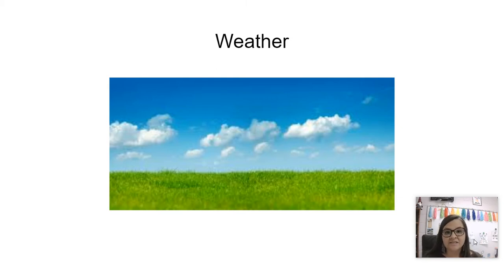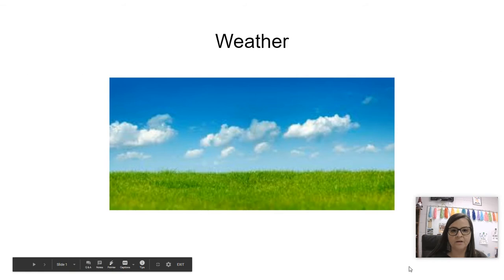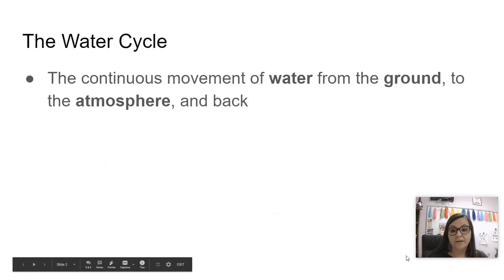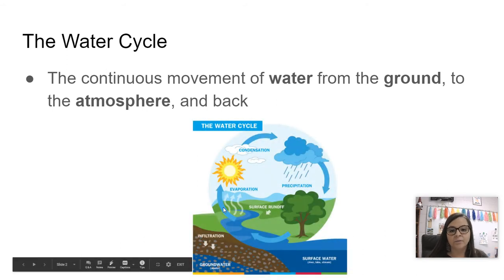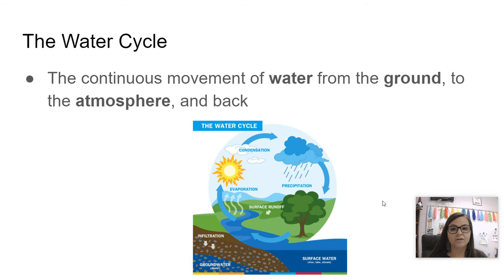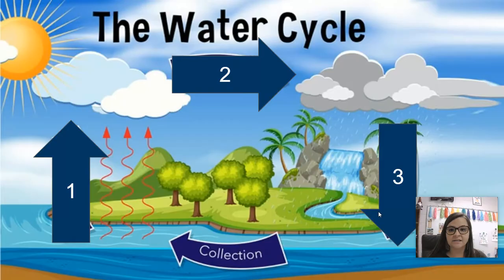This week in science, we're going to be reviewing our weather unit and we'll have a unit test at the end of the week. So, weather. We talked about the water cycle having continuous movement of water from the ground to the atmosphere and back. So, it went from evaporation, condensation to precipitation. You won't need to know that for your test.